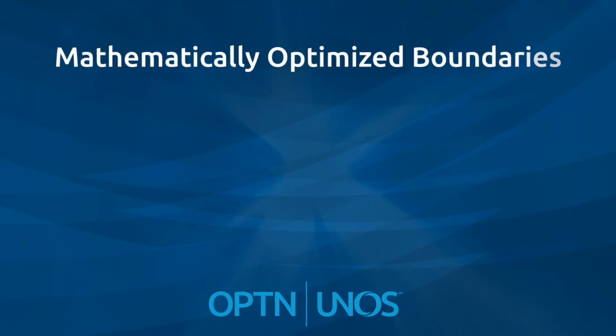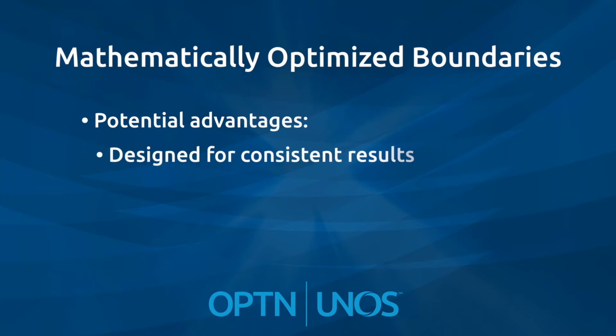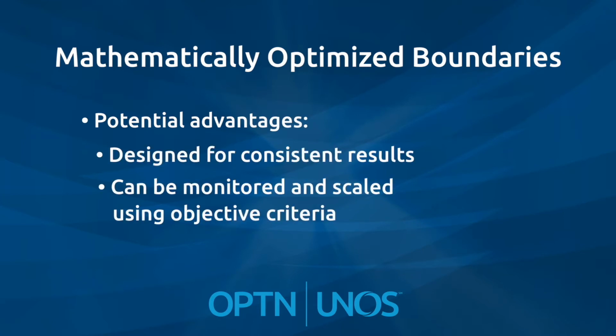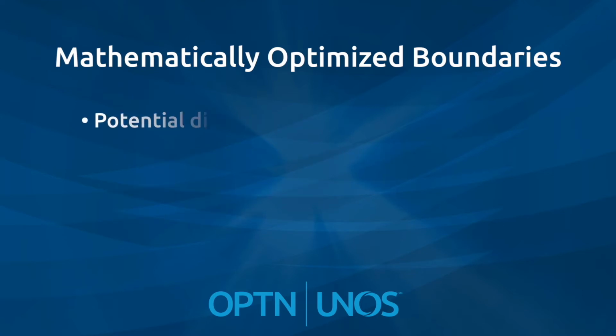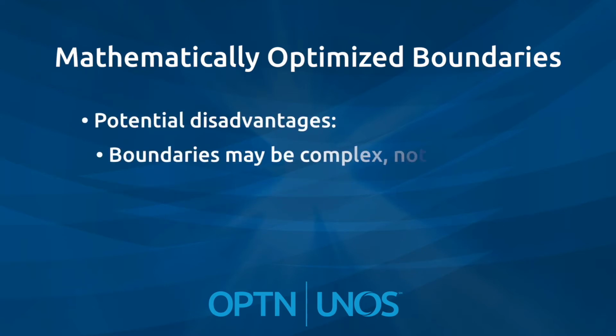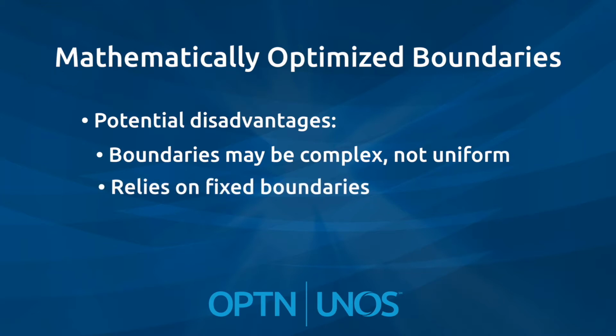Potential advantages of mathematical optimization are that it provides consistent results and can be monitored and scaled according to objective criteria. Potential disadvantages of this approach are that, in order to account for differences in population or other characteristics, the boundaries may be complex, and may not be as uniform in some areas of the country as they are in others. Additionally, as with the donor proximity framework, this system establishes a fixed boundary. Thus, it may treat two patients with similar medical needs and characteristics differently when they are local to each other, but are listed at different hospitals that cross a boundary.